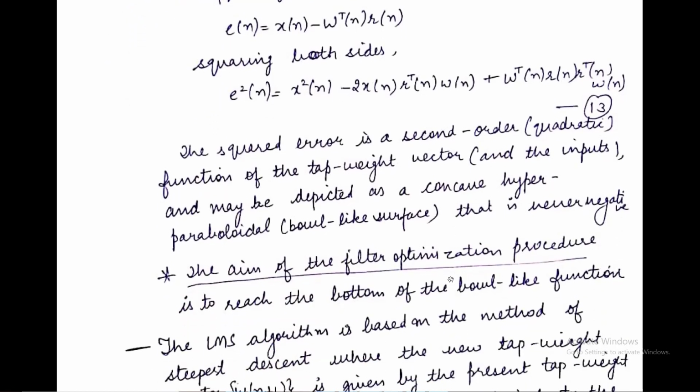Now, what is the aim? The aim of the filter is to optimize, and what is the optimization procedure? It is to reach the bottom of the bowl-like function, means we have to reach the minimum value. And where will we get that minimum value? Because it is a bowl kind of function, that will be the bottom of that bowl-like function.